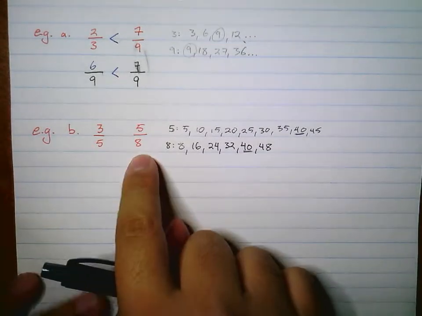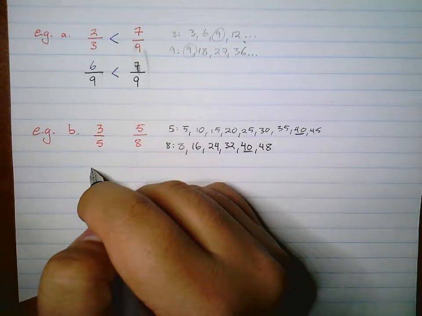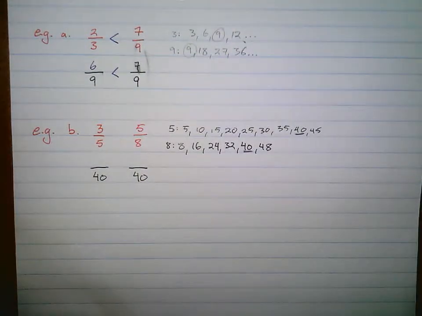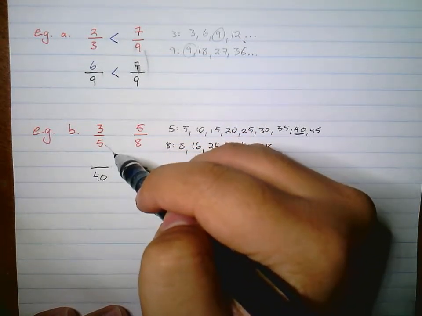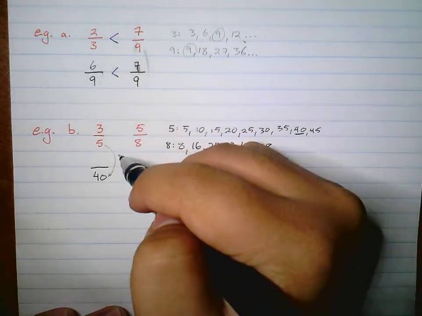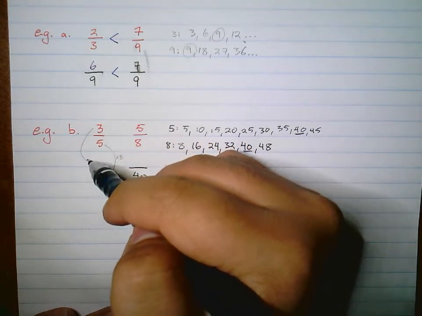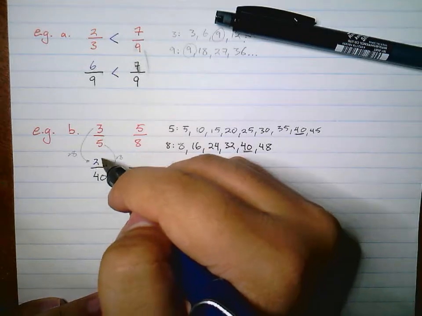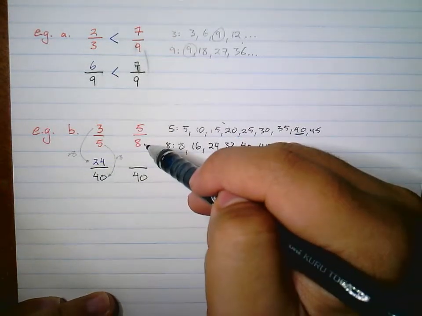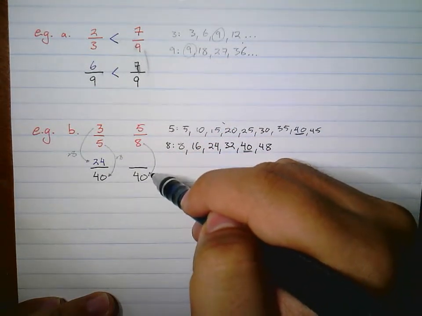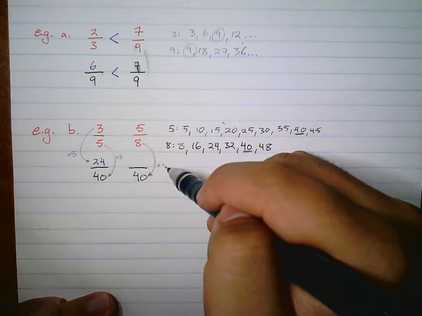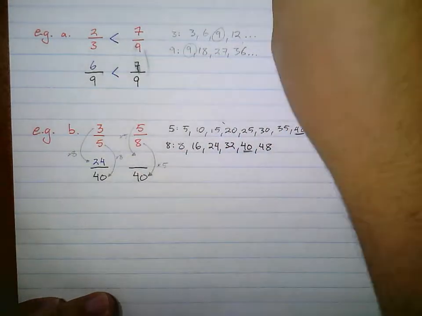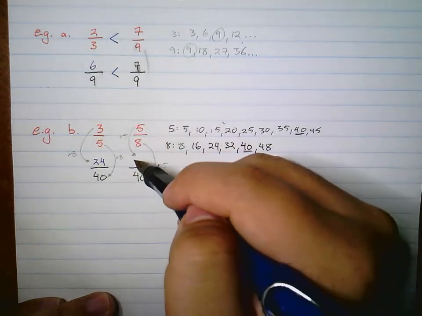Okay, so we're going to change these two to a common denominator of over 40. Okay, for 5 to become 40, we need to multiply by 8, which means we multiply the numerator by 8 as well. 3 times 8 is 24. Same thing for 8 to become 40, we need to multiply by 5, which means we multiply this numerator also by 5. 5 times 5 is equal to 25.